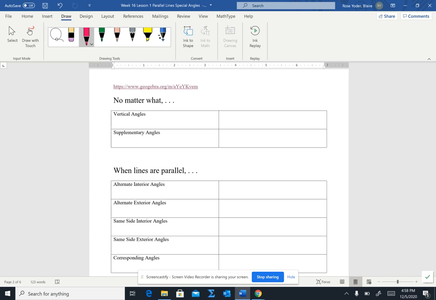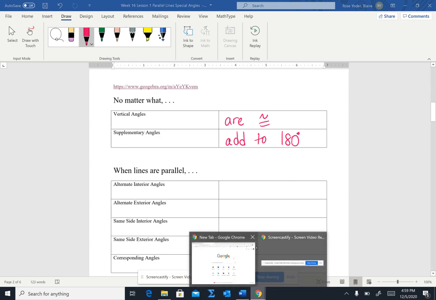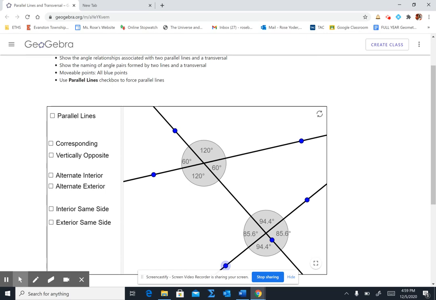Whether or not we're dealing with parallel lines, some things that we learned earlier in the year are that vertical angles are always congruent to each other. And supplementary angles, those are two angles next to each other, always add to 180 degrees. Those are two facts that have nothing to do with parallel lines. That's just things that we learned about some angles earlier in the year. So what about our new special angle pairs? Well, I'm going to show you a demo, and we'll see what you notice.